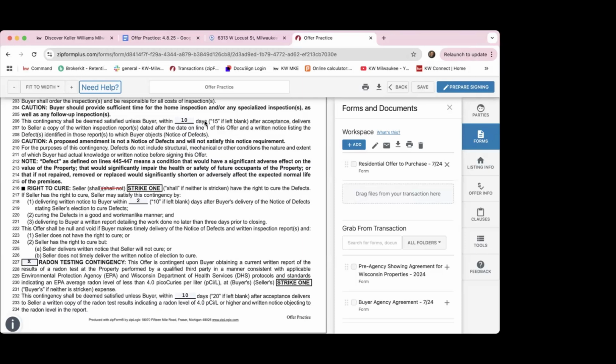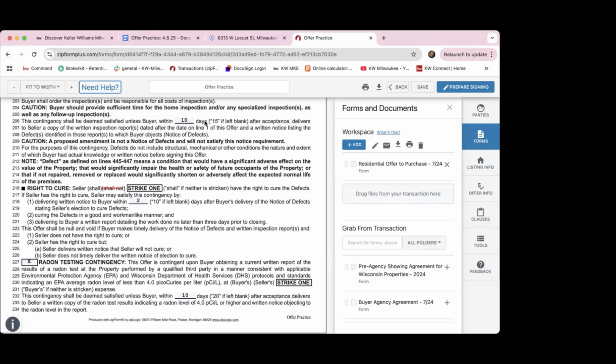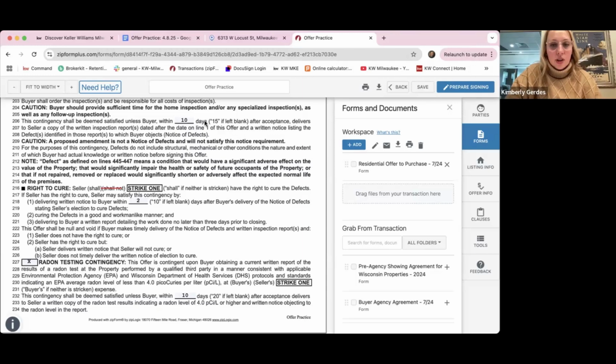Is the offer just null and void? No, if it's day 11, your buyer has just bought the house as is. Sorry, yeah, opposite. Just bought the house. Yep. You've lost all negotiation opportunities.